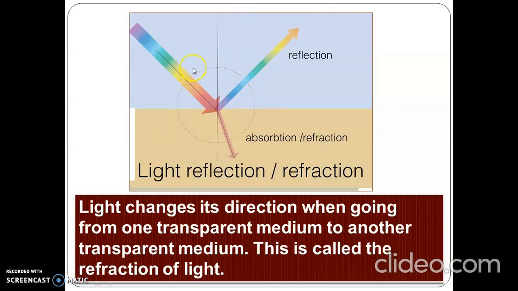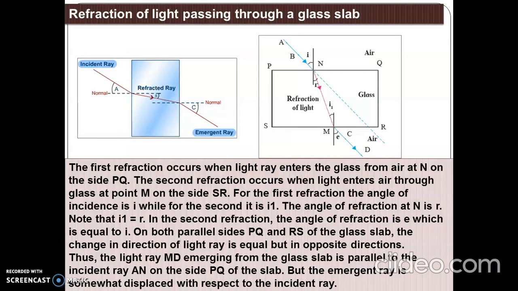And here, in the second case, you can see that this ray of light is bending. It is changing in direction. This is called refraction. We will be studying more details about refraction. Now, with the help of a small experiment, we will study how refraction takes place.